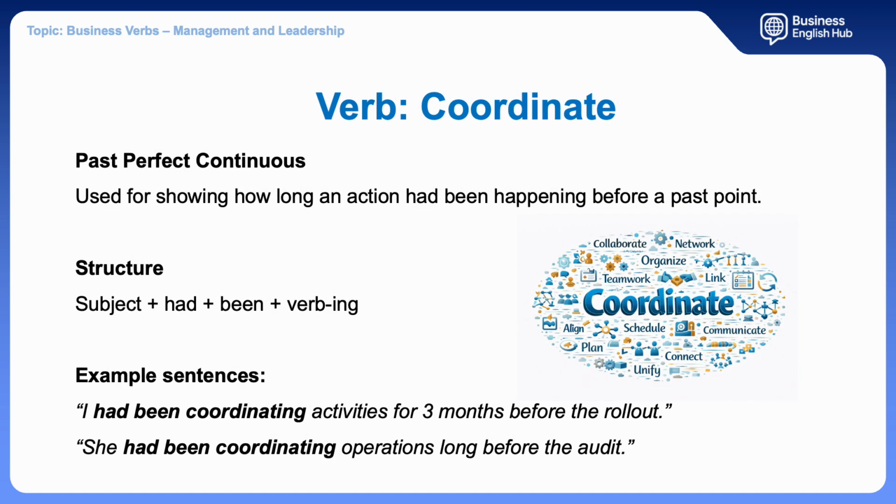The past perfect continuous is used for showing how long an action had been happening before a past point. Its structure is subject plus had plus been plus verb ending in ing. And two example sentences are, I had been coordinating activities for 3 months before the rollout. She had been coordinating operations long before the audit.